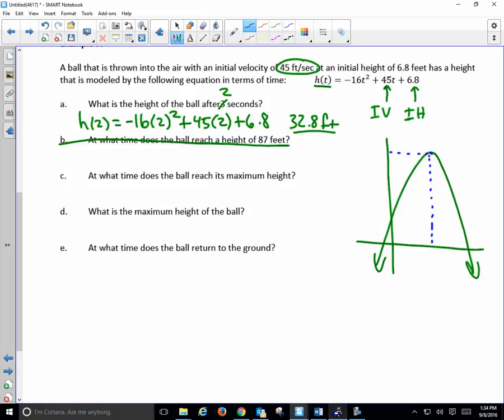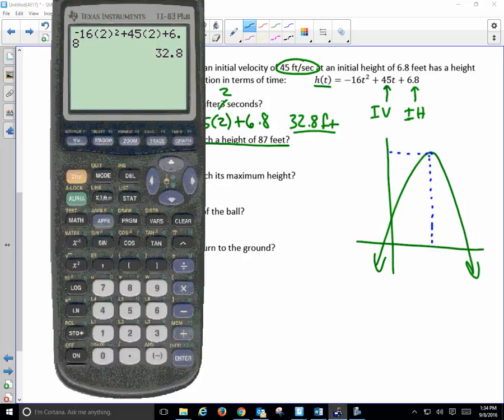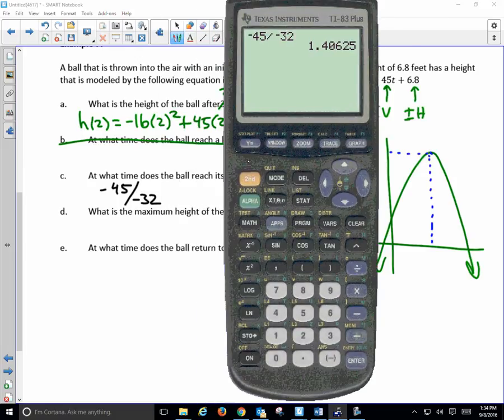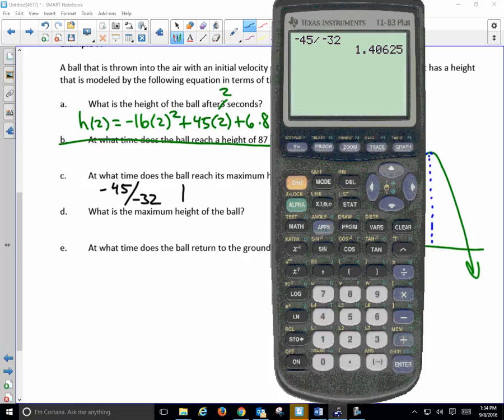Negative b. What's negative b? Negative 45 divided by what's 2a? Okay, and so I divide. 1.41. I'll round to the nearest hundredth. 1.41 what? Seconds. At what time? So 1.41 seconds.